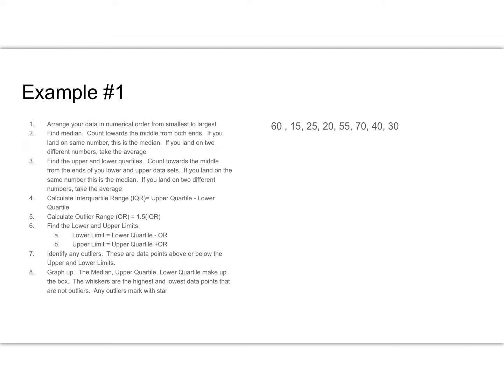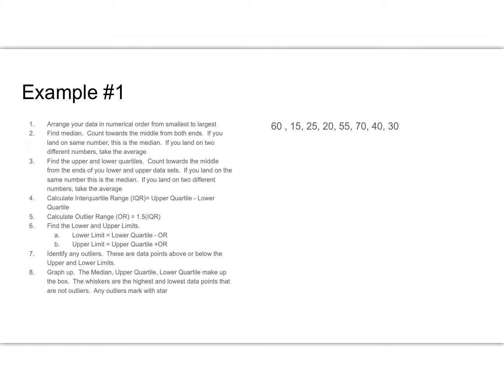All right, so here's our first example. We have our data set, which we're given right here, and we are asked to create a box and whisker plot. One of the first things we have to do is put the data in order from least to greatest, from smallest to largest.